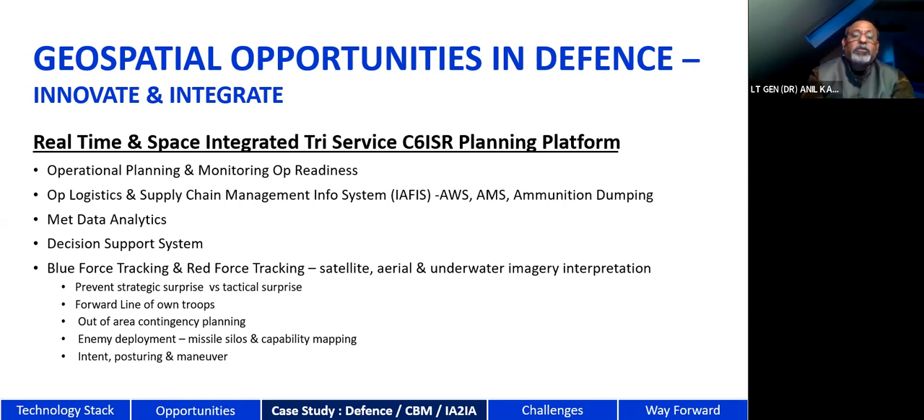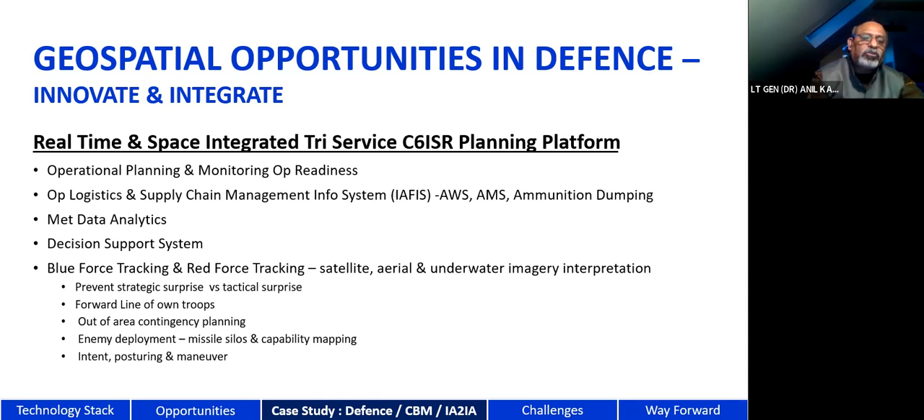And therefore, it is very important to look at blue force and red force tracking. You have to prevent strategic surprise and you have to prevent tactical surprise. If you suddenly found in satellite imagery that across the border there is a huge amount of force accretion taking place, something that we saw in the early days of the Ukraine-Russian war, that there was a lot of Russian presence seen along the borders, that is how you prevent a strategic surprise.